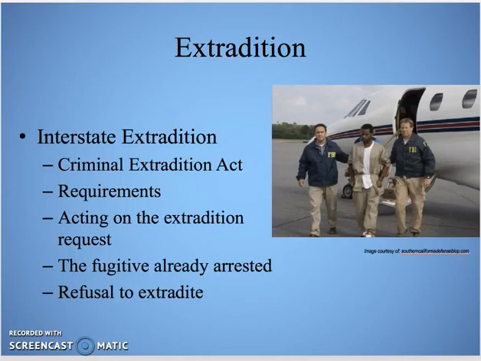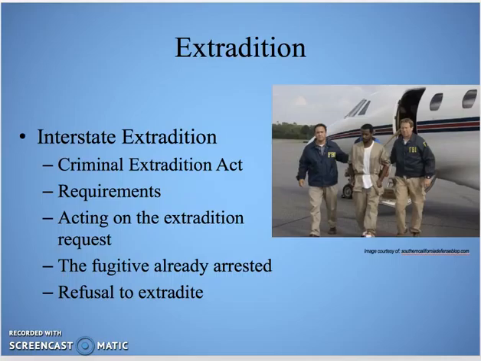First, we're going to look at extradition. The extradition proceedings may be international or interstate. Interstate extradition is referred to by some legal writers as rendition. So first we're going to look at interstate extradition.